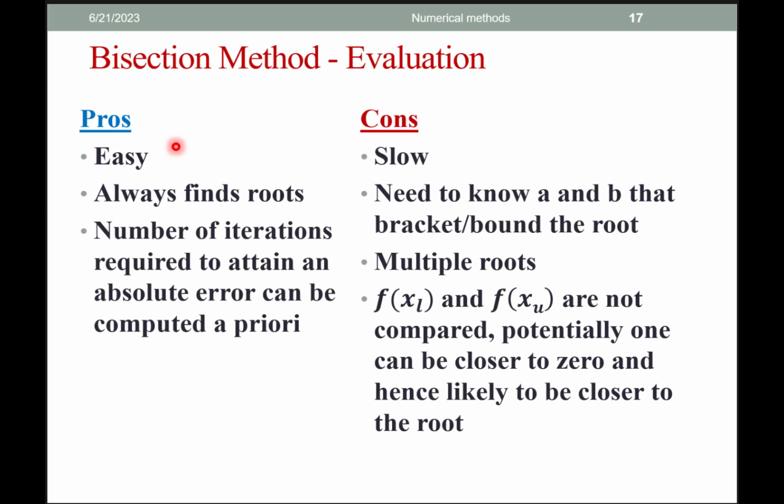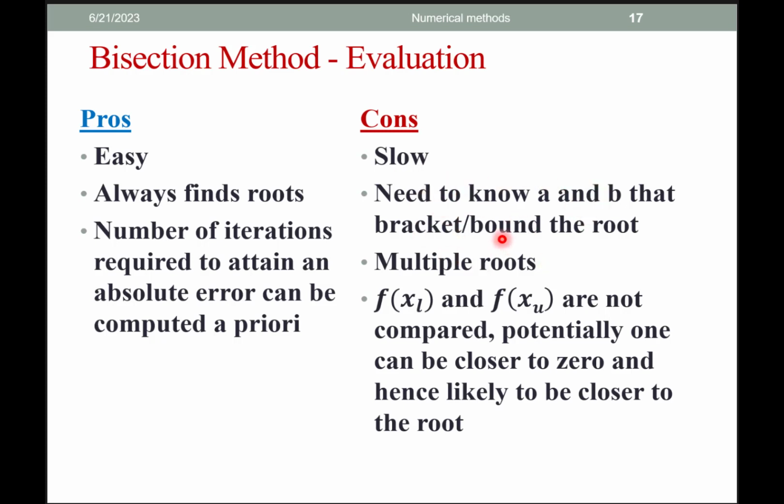We just take the half point every time. Repeat. It's really easy to do. It always finds the root. We can actually calculate how many iterations are required to get an absolute error. I'll show that in the next slide. In the cons, it's really slow. It can take quite a number of iterations to find the solution.